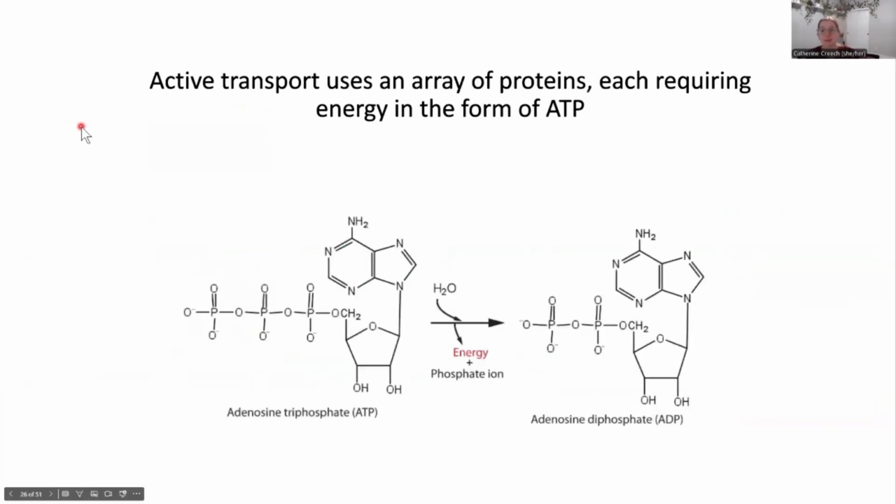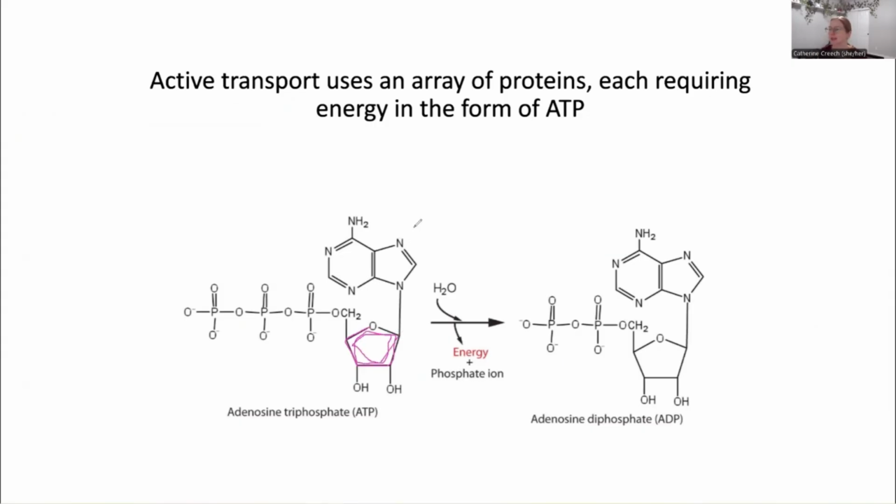If a channel does require energy, or if a carrier protein does require energy, we get to talk about how we use ATP. So ATP is one of the most amazing molecules. ATP has an adenosine. That's this part right here, the pentagon shape. And then it has 3 phosphates. So 1, 2, 3. So that explains its name.